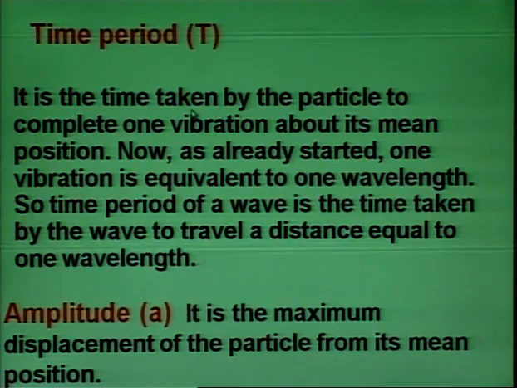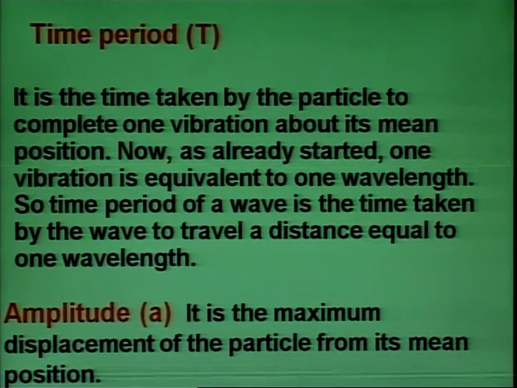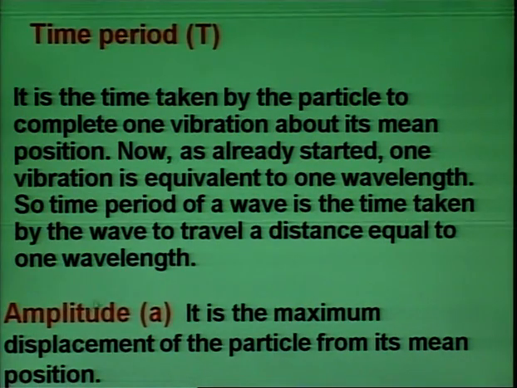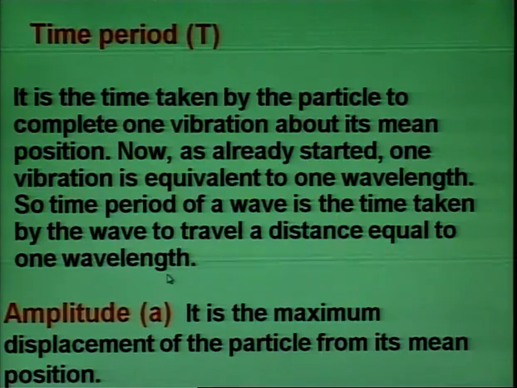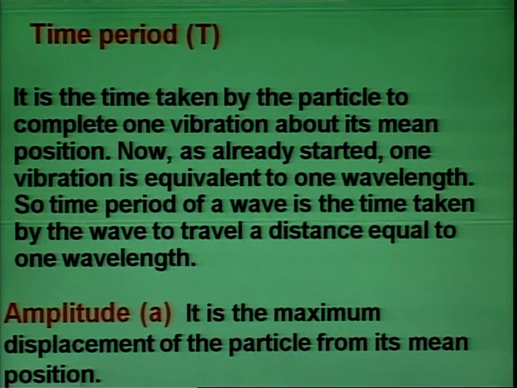Time period, it is the time taken by particle to complete one vibration about its mean position, or, we know that vibration is equivalent to one wavelength. So time period of a wavelength is the time taken by the wave to travel a distance equal to one wavelength. So either you can say it is time taken to complete one vibration, or you can say it is the time taken by wave to travel a distance equal to one wavelength.